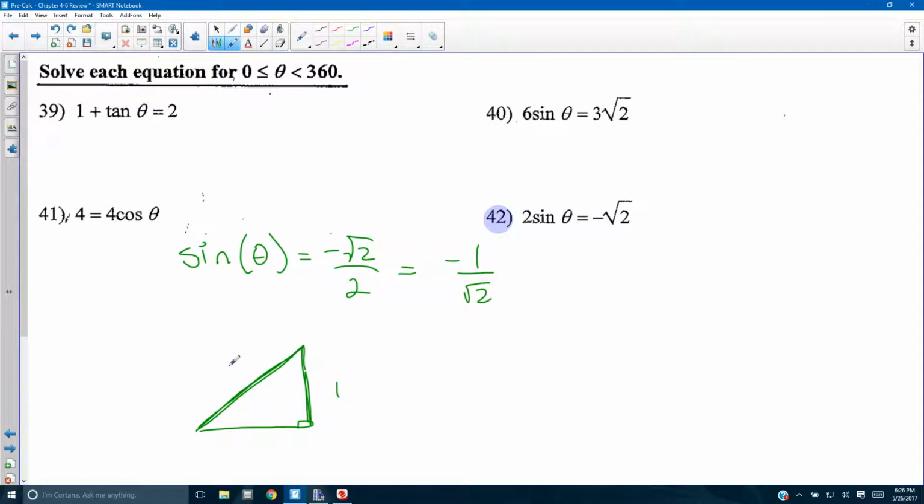So 1 and root 2 go here if theta's here. And as you know, this would be a 1, which means this would be a 45. So we got another 45-degree triangle here. But look, now we're dealing with a negative.